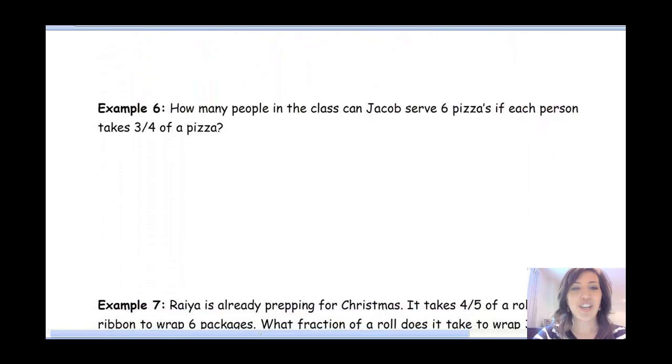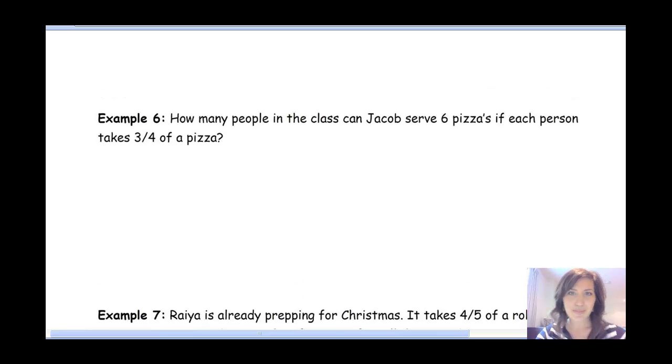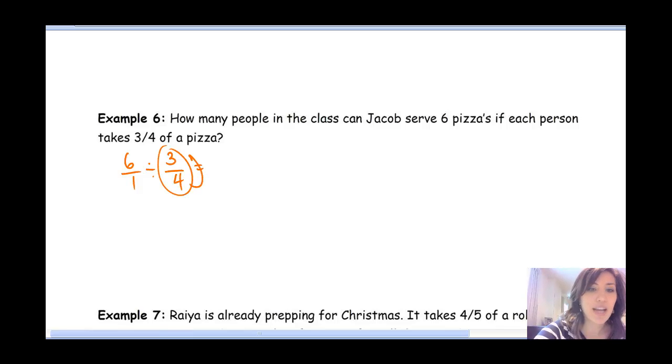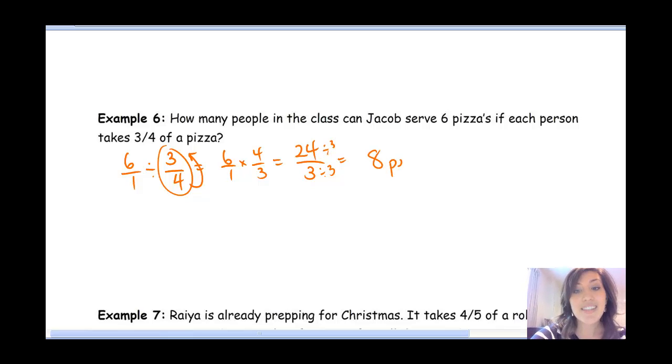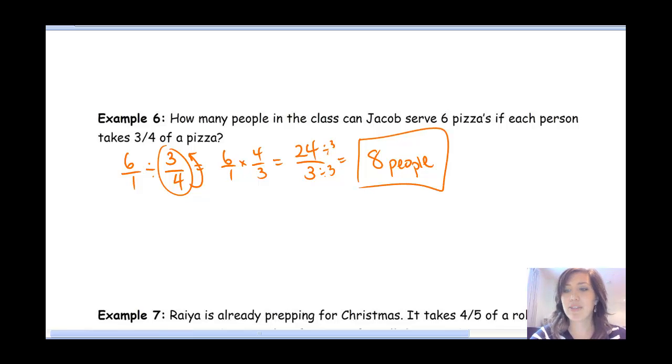All right, Jacob brings pizza to class. Woohoo! We all love pizza, right? If each person takes 3/4 of a pizza, how many people can Jacob serve? So 6 over 1 divided by 3/4. Let's flip our second fraction upside down. 6 over 1 times 4 over 3. 6 times 4 is 24. 3 times 1 is 3. These can both be divided by 3. So Jacob can serve 8 people. Oh, so we need to eat less so that everyone can have something because we have 30 people in our class.